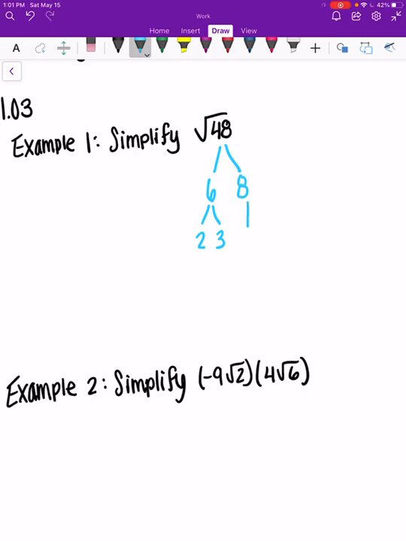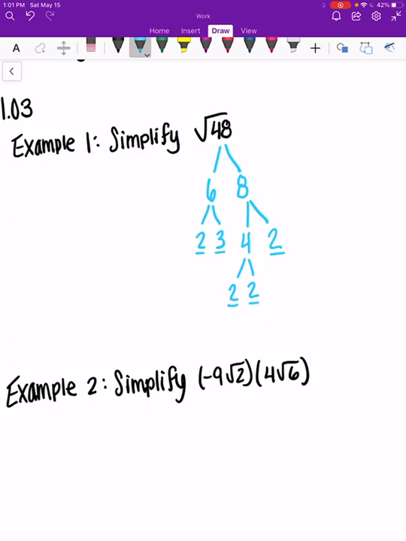And then I'm going to do the same thing to 8. What multiplies to 8? 4 times 2. And then 2 is prime, so I can't break that down anymore. But I can break down 4 because it's 2 times 2. And now all of our bottom numbers, 2, 3, 2, 2, and 2, are all prime.